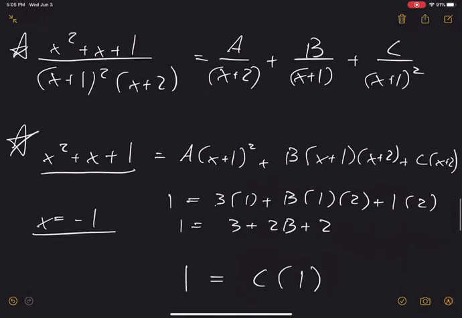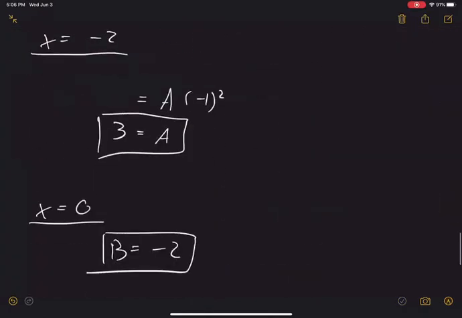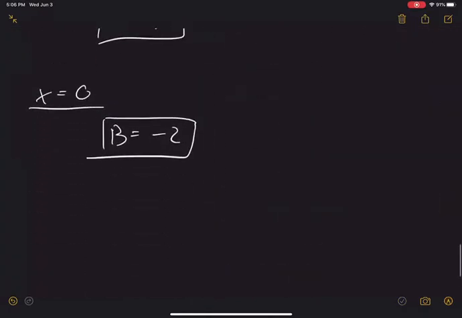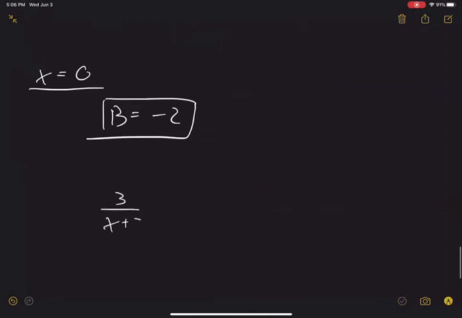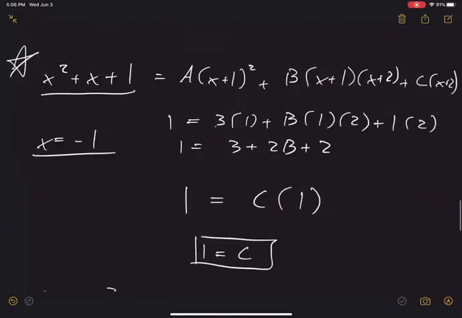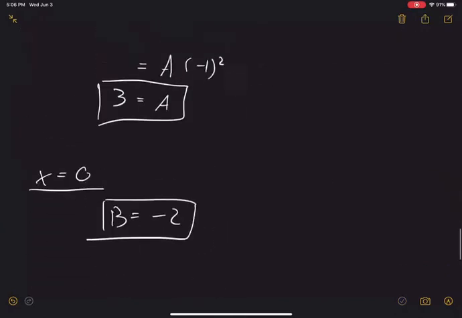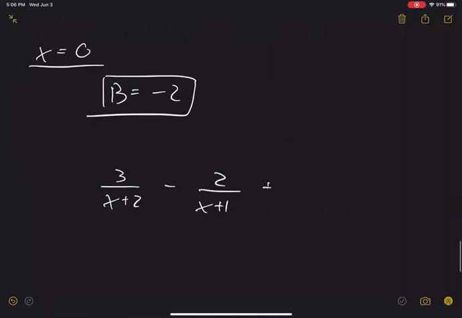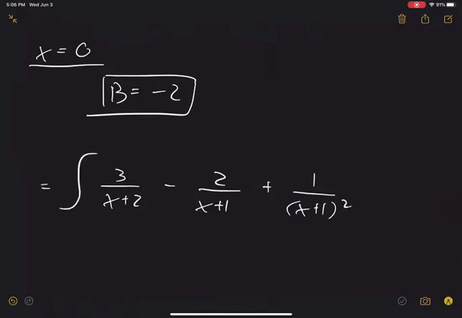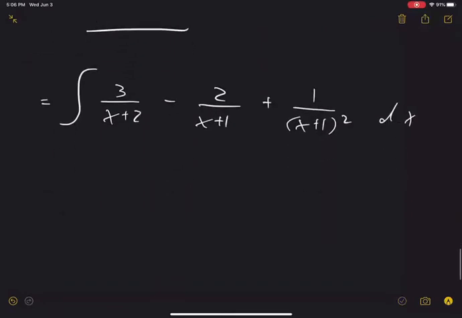So my original integral, my integrand, this stuff, is going to equal this. So I'm going to plug in a, b, and c. So let's see, I have 3 over x plus 2 minus 2 over x plus 1. Yep. And then plus 1 over x plus 1 squared. Okay. So my original integral is transformed into this integral. And now it's just a matter of integrating.